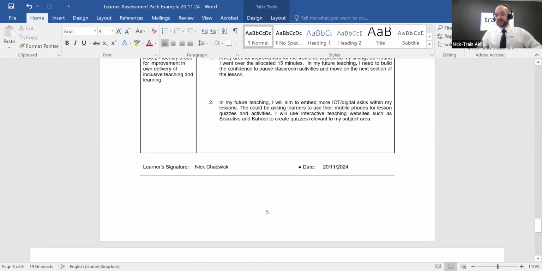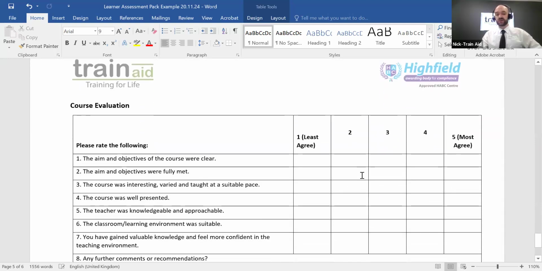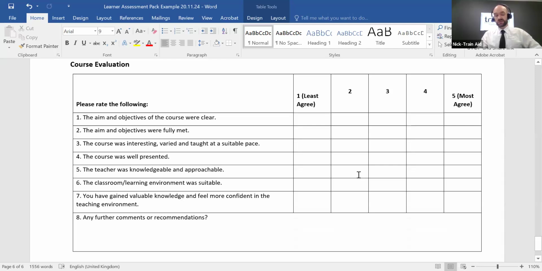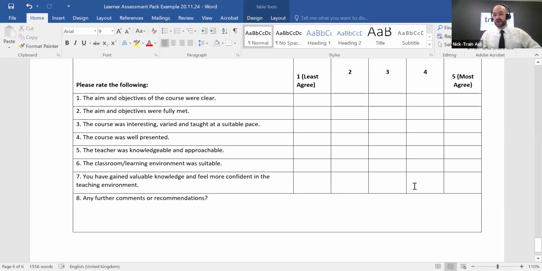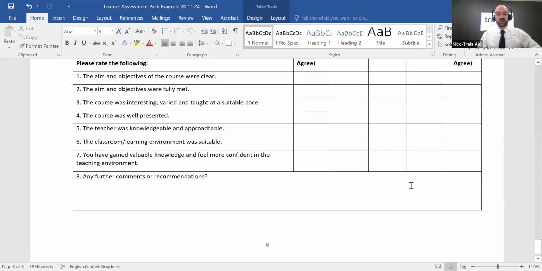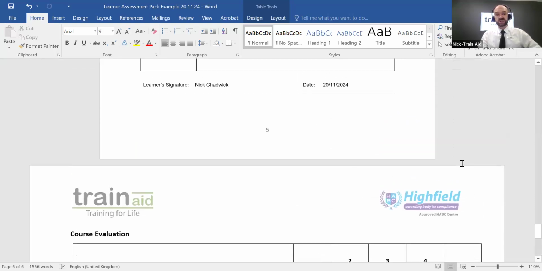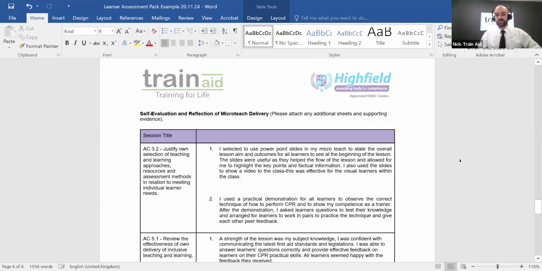Finally, you need to sign and date the learner assessment pack there as well. We also have the course evaluation form reflecting on the course delivered by TrainAid. It would be fantastic if you can provide us with some feedback for us to improve our services and our course delivery. So that is the final section of the learner assessment pack.